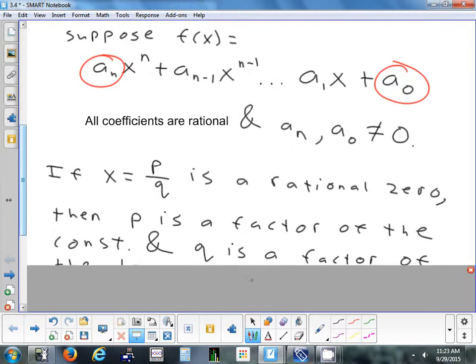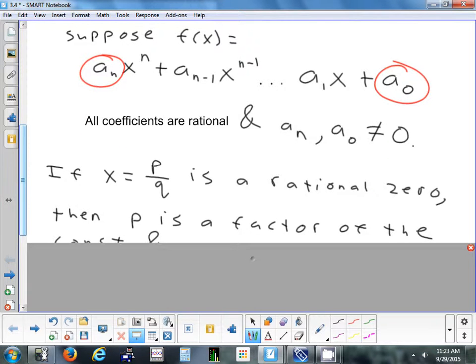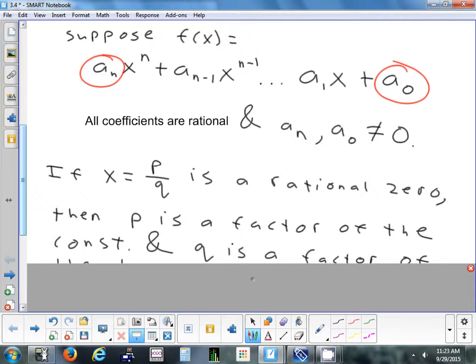Okay, well, p has to do with a sub 0. This one, I'm going to focus on that. And what you do is you look at a sub 0 and you write down all the factors of it. So like if a sub 0 was 6, the factors of 6 are positive and negative 1, positive negative 2, positive negative 3, and positive negative 6. Okay? Those are all the choices for the numerator, if it was a 6.